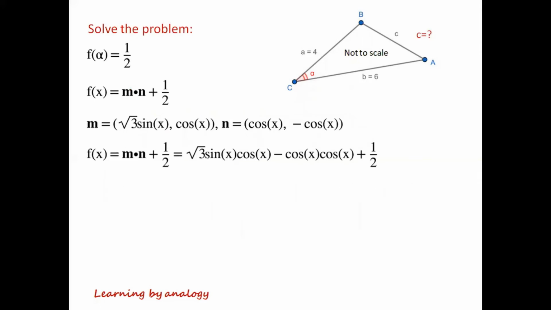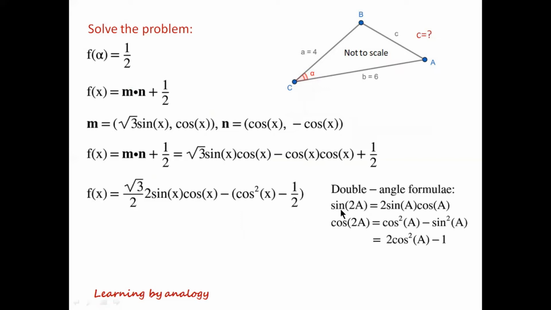f(x) equals the dot product of vectors m and n plus a half. Substituting in m and n, we have √3 sin x cos x − cos²x + 1/2. We want to apply the double angle formula sin 2A = 2 sin A cos A. So we write √3 sin x cos x as √3/2 times 2 sin x cos x.